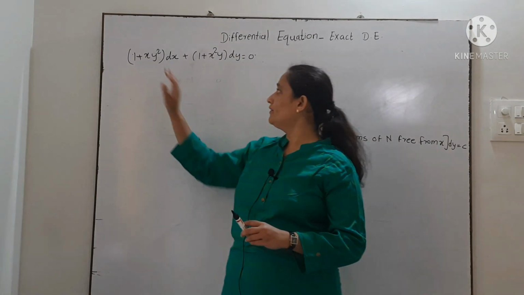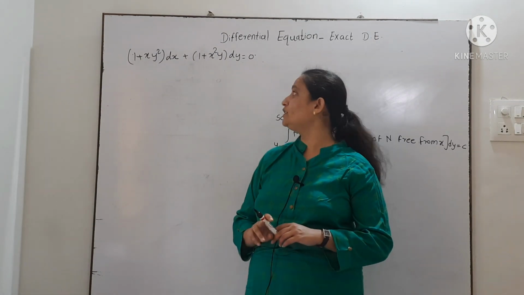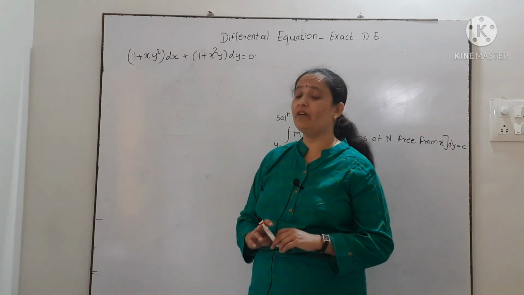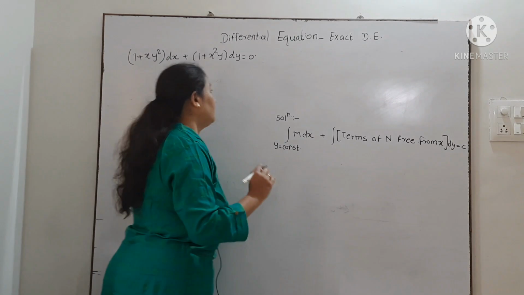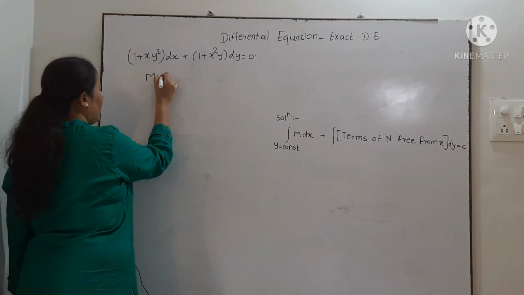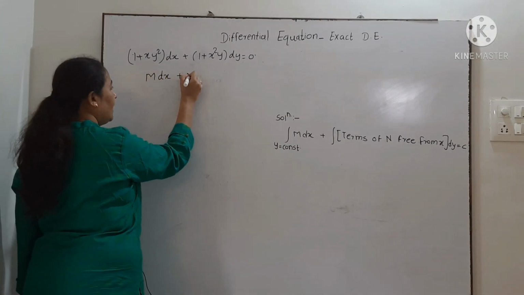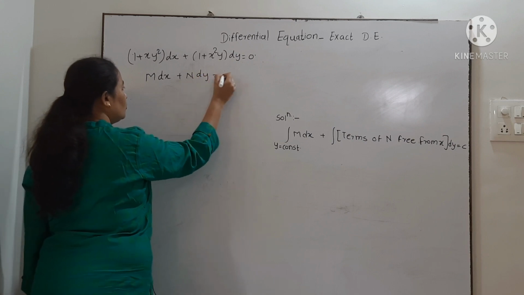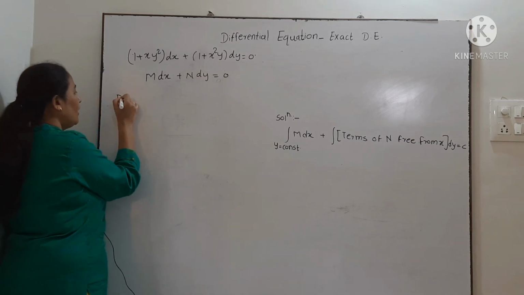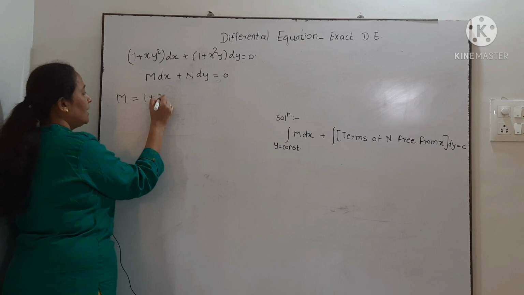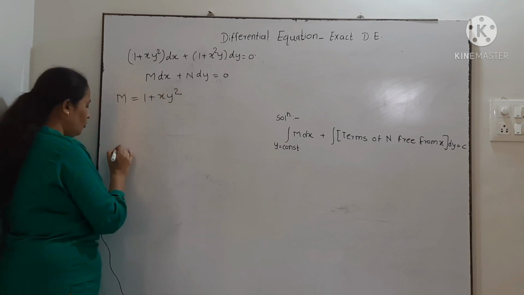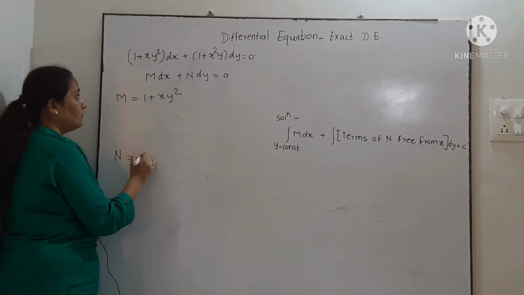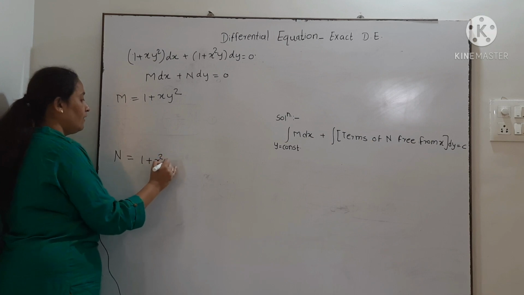Next we'll consider, say, (1 plus xy square) dx plus (1 plus x square y) dy equal to 0. First step is the same. We'll compare this with M dx plus N dy equal to 0. So what is the value of M? M is equal to 1 plus xy square. We'll write down the value of N. N is equal to 1 plus x square y.